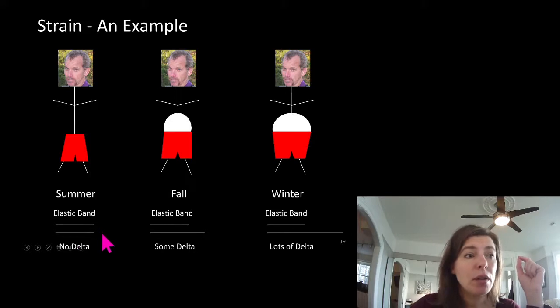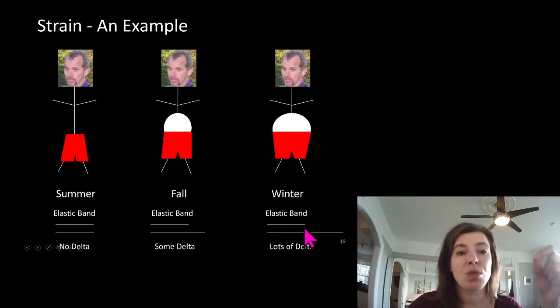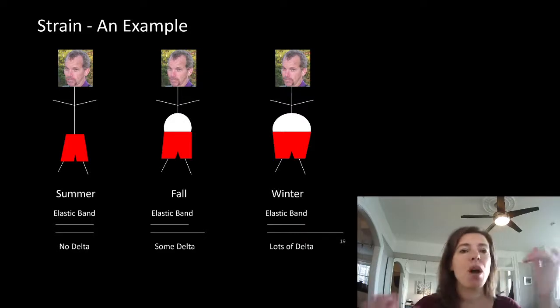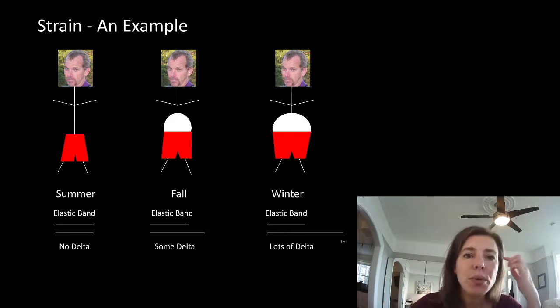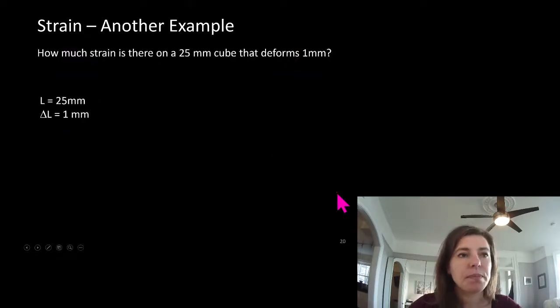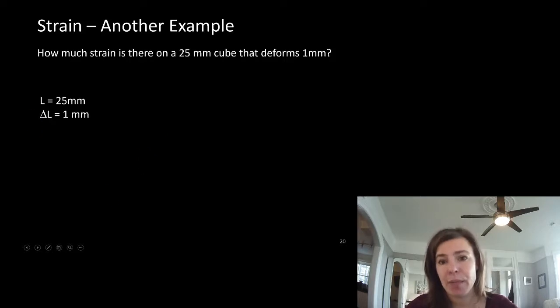One had 0, so the delta is 0 divided by the original length, no strain. Some delta divided by the original length, some strain. Lots of delta divided by the original length, lots of strain. So it's something you intuitively understand, and it throws you off when you talk about big objects and unitless measurement, but intuitively you do understand strain, and that we're talking about how much something has deformed. Okay, so now we're going to do some math examples for this.